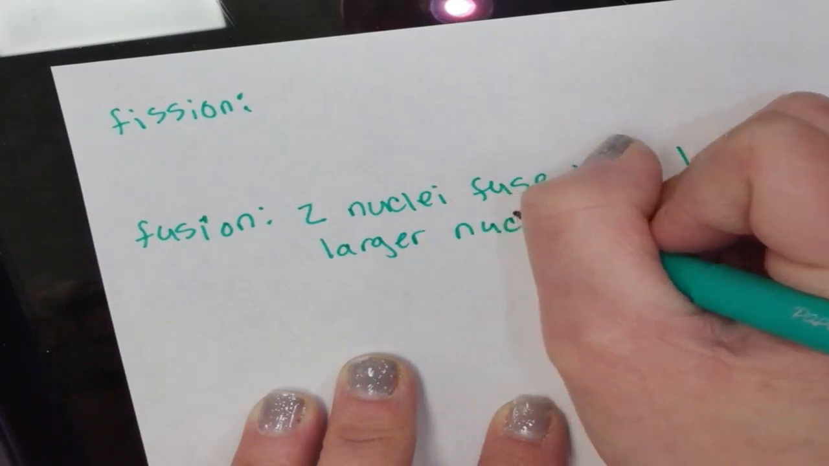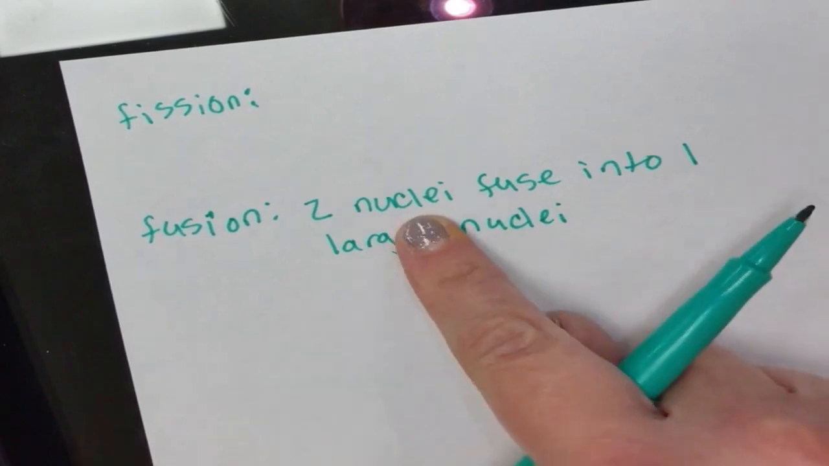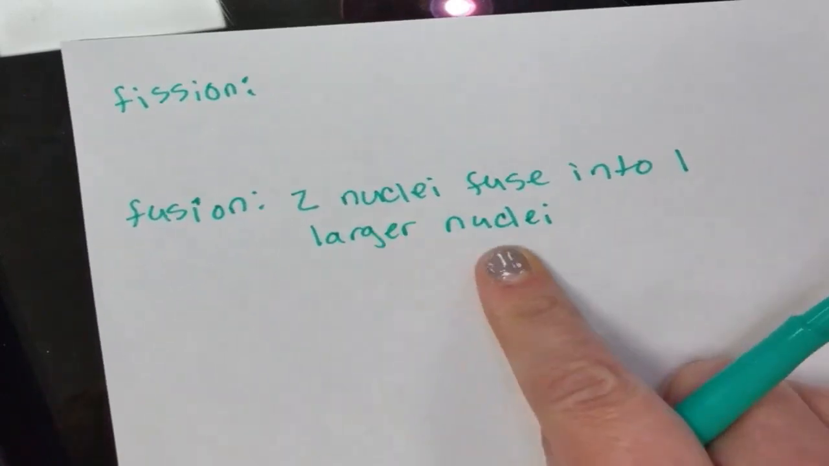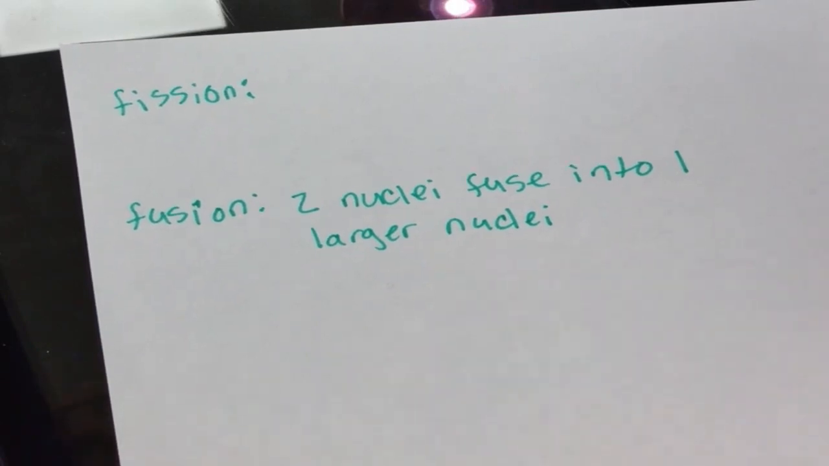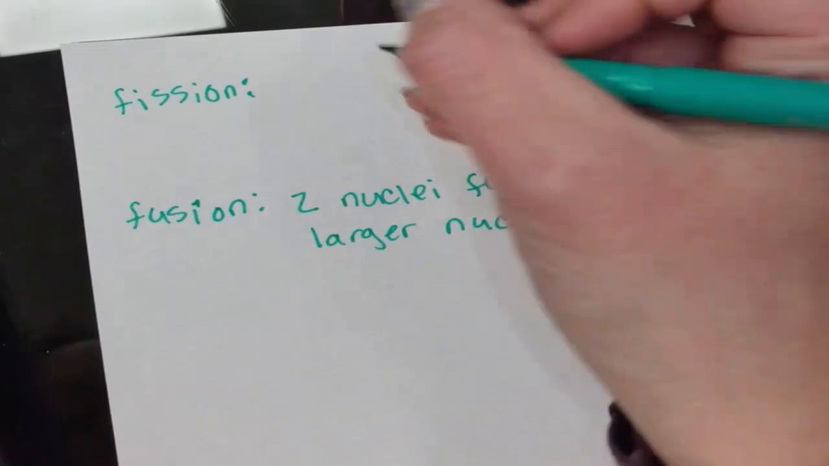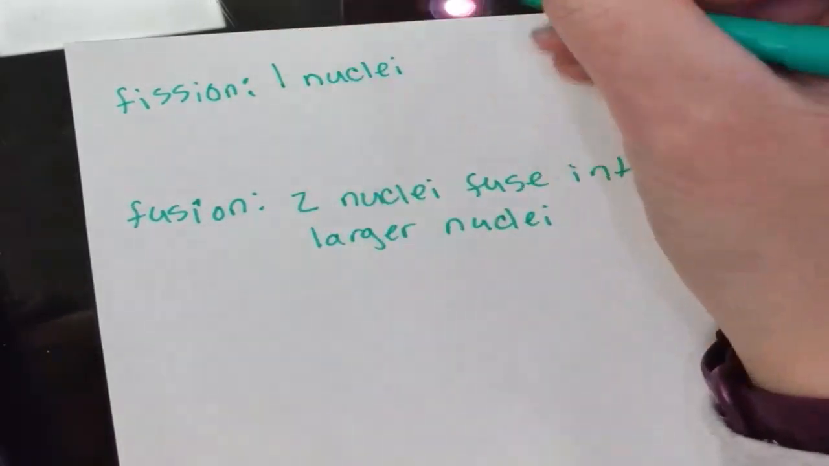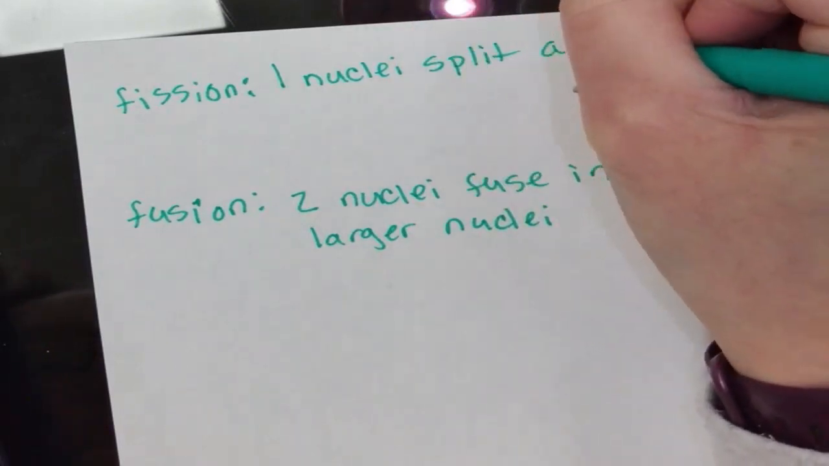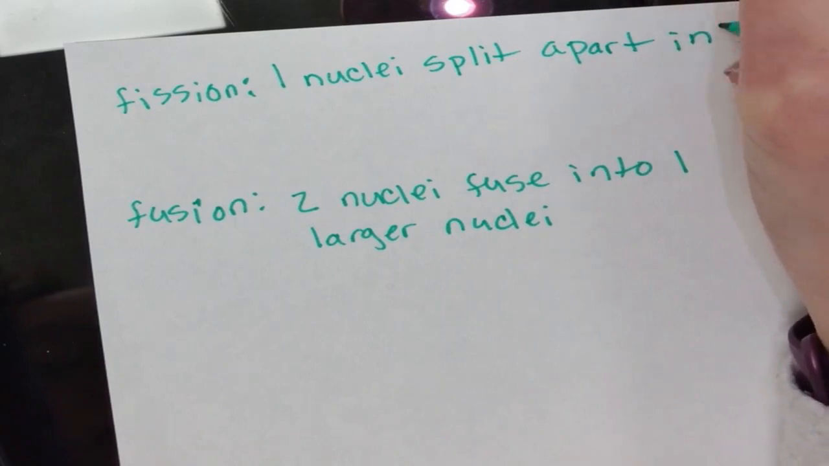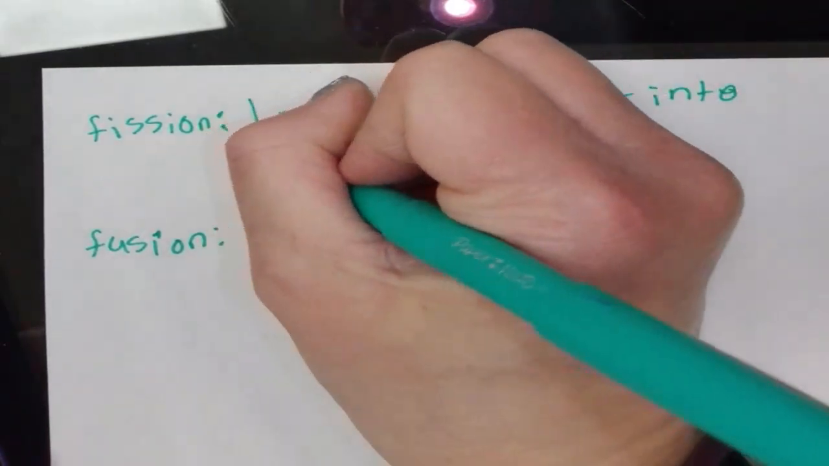And when we say nuclei, we're talking about the nucleus of an atom. So two nuclei of two different atoms fuse together into one nucleus. Fission is the opposite. One nucleus is going to split apart into two or more smaller nuclei.